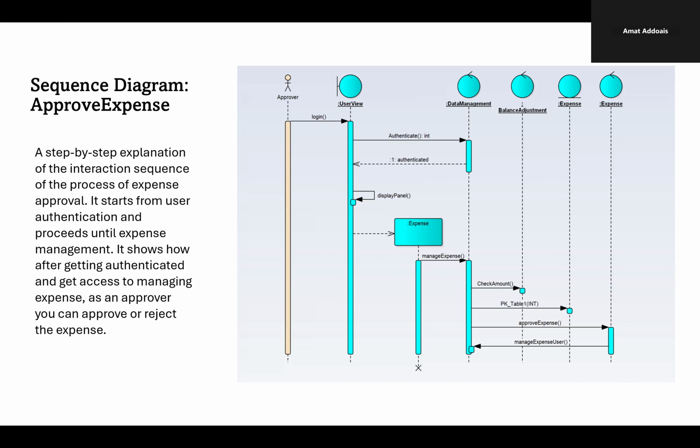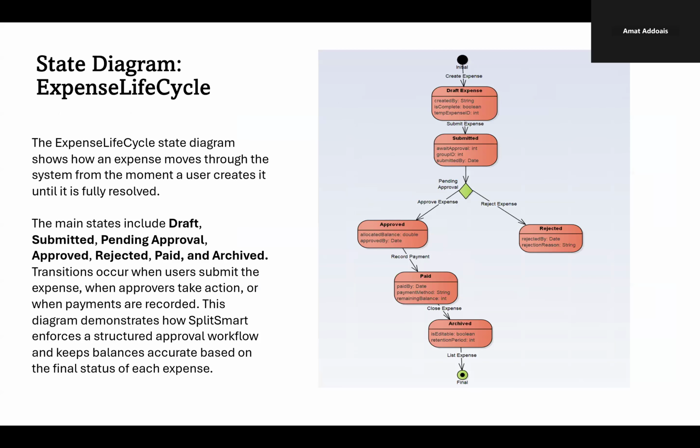And then next I'll be talking about the state diagrams. The first state diagram I'll talk about is the expense life cycle. This diagram shows the journey an expense takes from the moment a user starts entering it to the moment it's fully resolved. It begins in the draft state, where the user is entering the details but hasn't submitted anything yet.